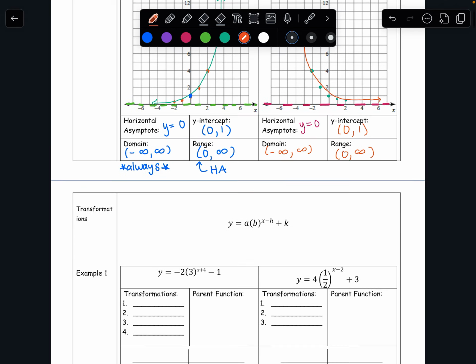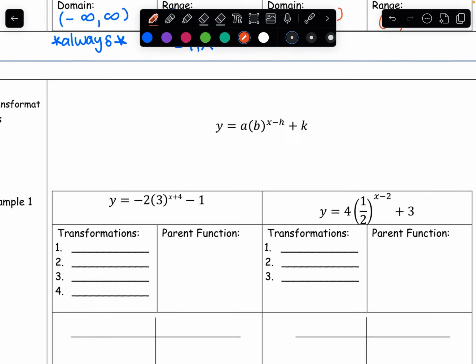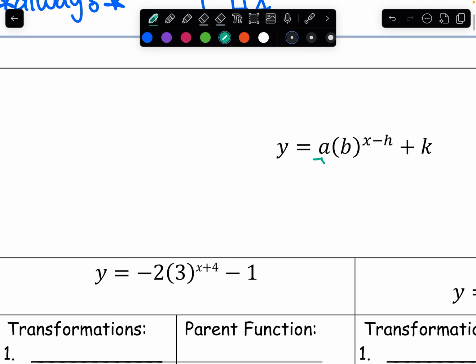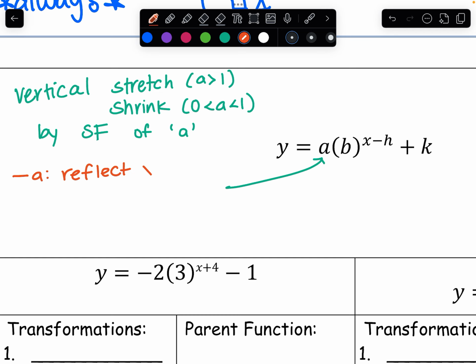Okay, so now that we have that, let's go on to the next page where we can define our transformations. So we have our A value, which is a vertical stretch if your A value is greater than 1, or a shrink if A is between 0 and 1, by a scale factor of A. Now, if we have a negative A, that is our reflection over the x-axis.